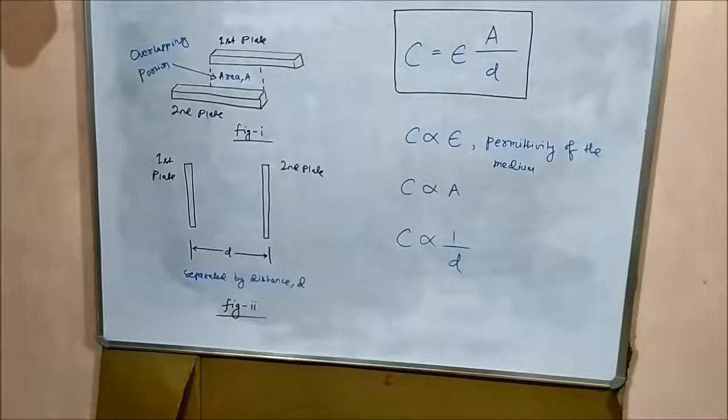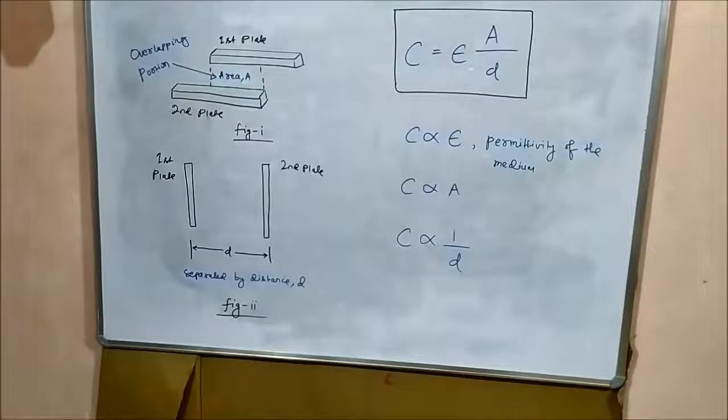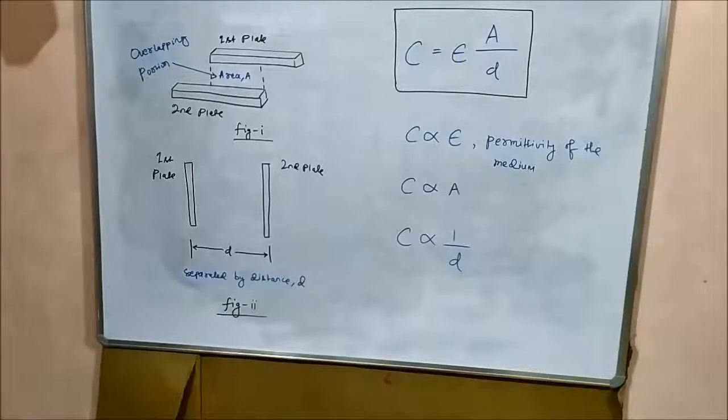So that is given by C is equal to epsilon A by d, where A is the area of overlap of the two plates, the portion or the area which lies one above the other, and d is the distance of separation between the two plates. Epsilon is the permittivity of the medium. Now, the permittivity is a property of a material to pass or to influence an electric field which is applied across it.